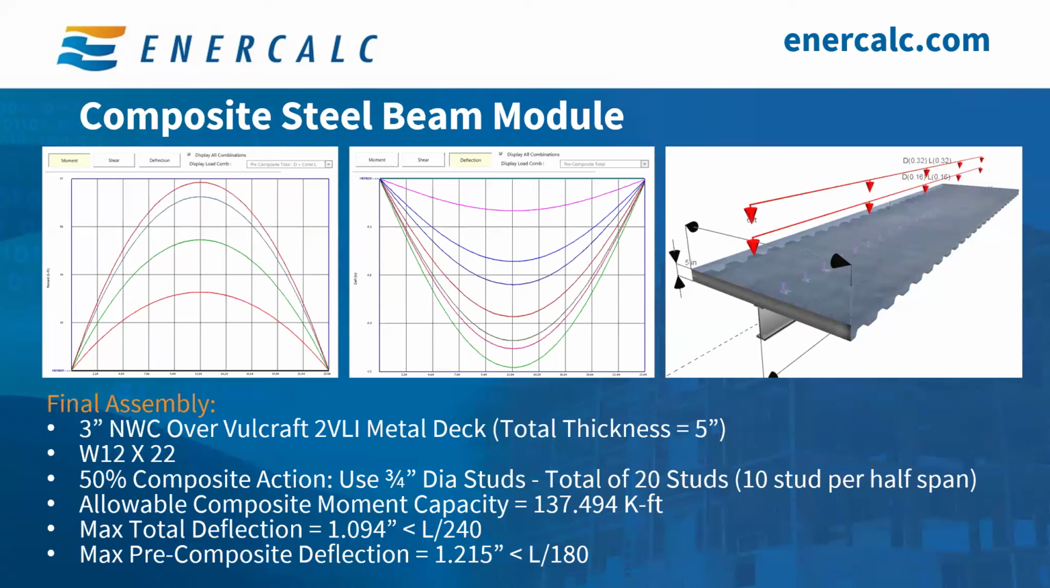So overall, the final assembly we have here is 3-inch concrete over 2-inch VLI deck, which is 5 inches total thickness. We have a W12 by 22. We're achieving a 50% composite action using 20 studs, 10, of course, per half span, and the studs are 3/4 inches. And to summarize, we have the allowable composite moment of 137 kip-feet, and we are achieving the deflections that we wanted to achieve.